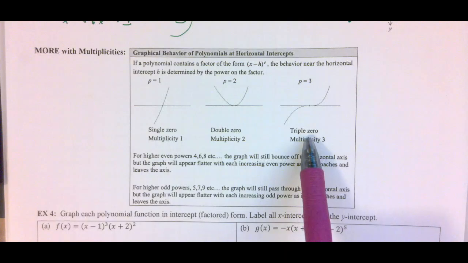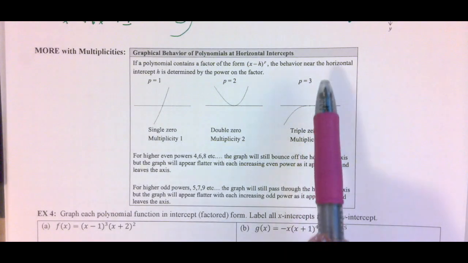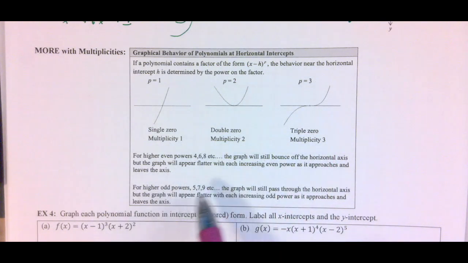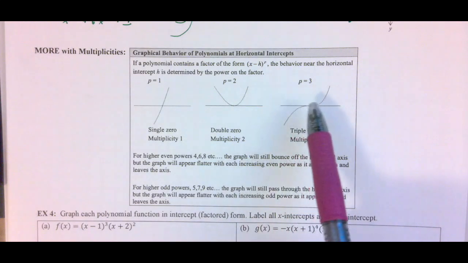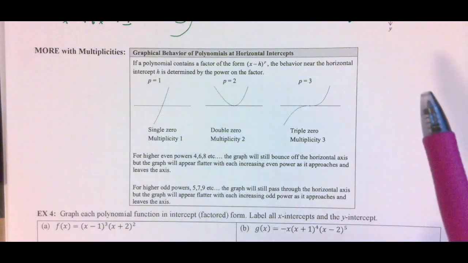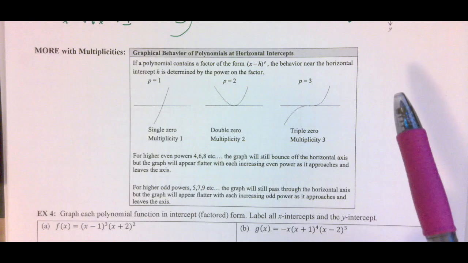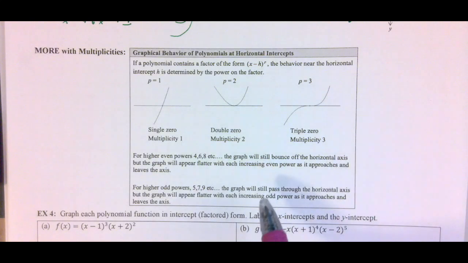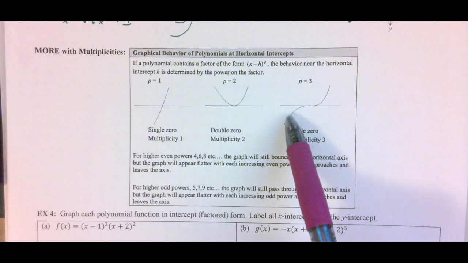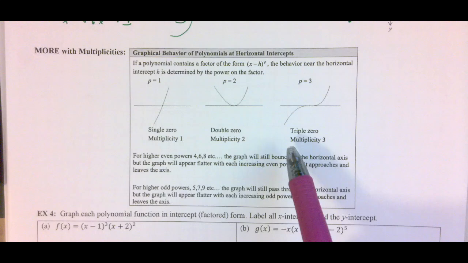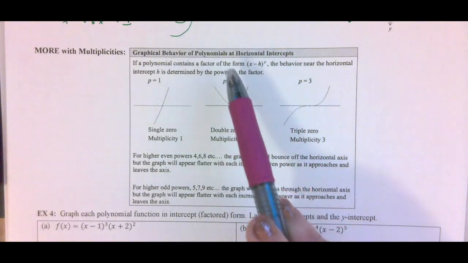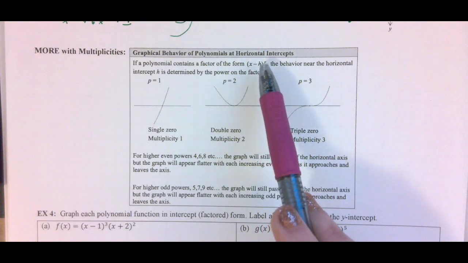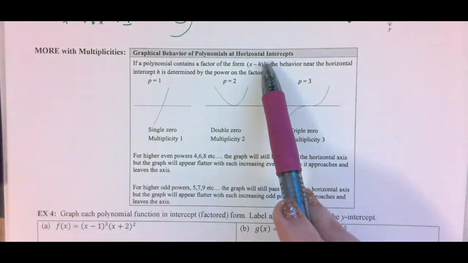And when we have a triple zero, so another odd power, like higher odd powers, it's going to still pass through the x-axis, the horizontal axis, but it flattens out with each increasing odd power as it approaches and leaves the x-axis. It has this kind of wiggle to it when we have x to the third, something like here where our factor is a multiplicity where it's an odd power. So the third, the fifth, the seventh power.